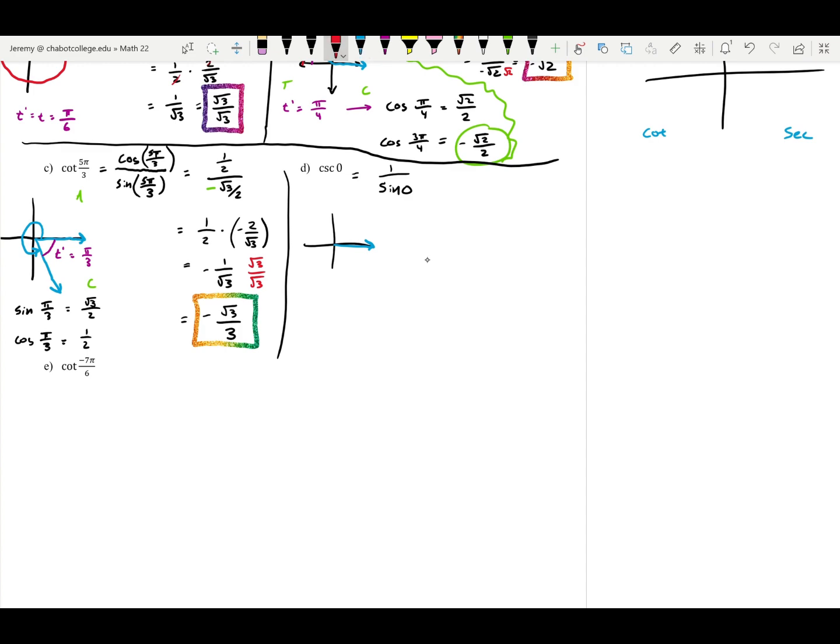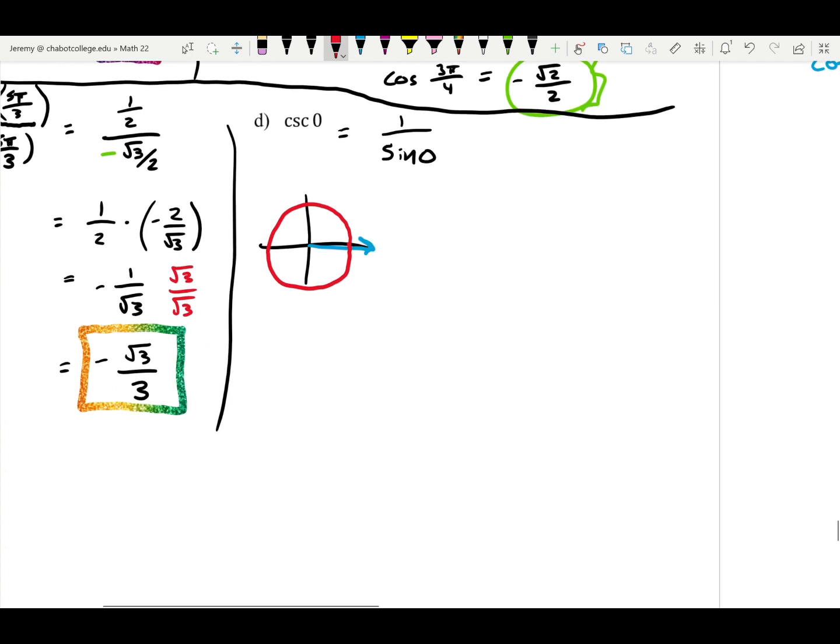So the terminal point, if we're looking at our unit circle, is just right here. That's the ordered pair 1, 0. Remember, sine is just going to be the y coordinate, so it's actually going to be 0. So this is equal to 1 over 0. No need to get into reference angles or anything like that. 1 over 0. I don't like the look of this.